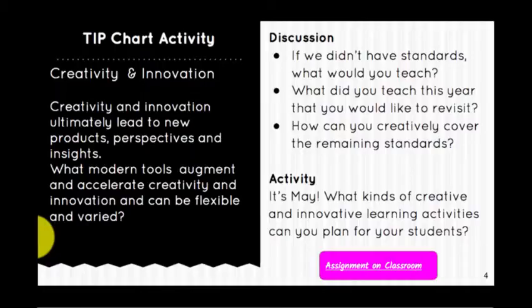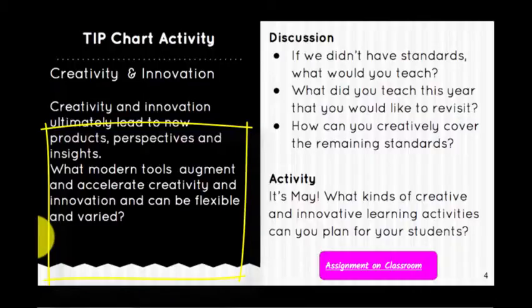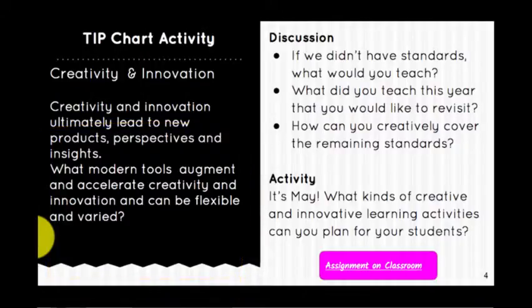And so one of the things I want you to think about is what modern tools augment and accelerate creativity and innovation and can be flexible and varied. So one of the automatic ones should be your Chromebook. It's a great way of allowing kids to do things that normally they wouldn't be able to do, whether that's creating videos, going on a virtual field trip or creating a virtual field trip, or thinking about innovative problems that they wouldn't be able to practice with in class. I know that some science teachers use a variety of sites to do modeling and virtual labs that aren't possible in most classrooms.